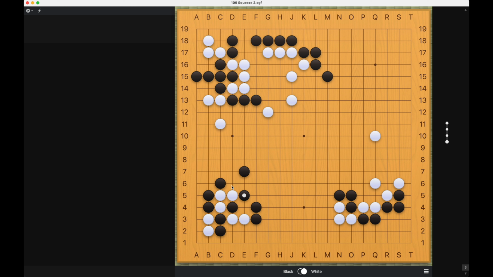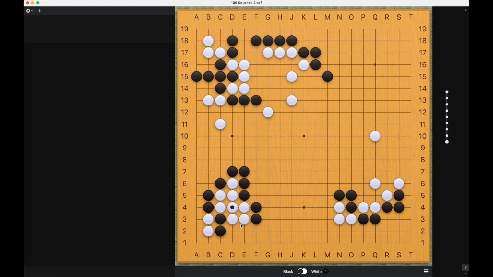If white escapes again, black will have to do this. Keep up the pressure, the Atari. Now finally, white has to capture this 1 black stone. But white still only has 2 liberties left. And black plays the Atari.